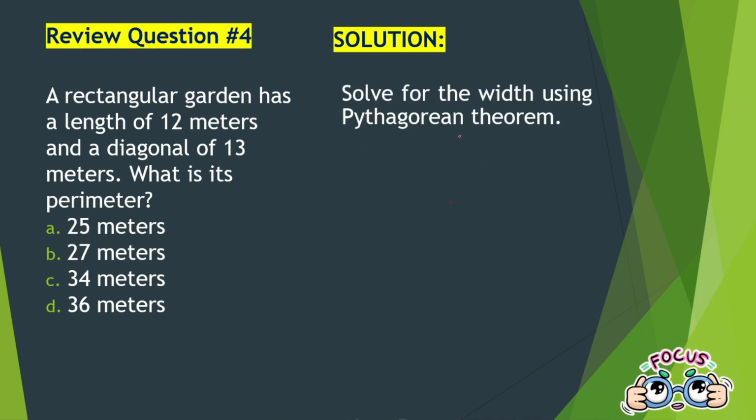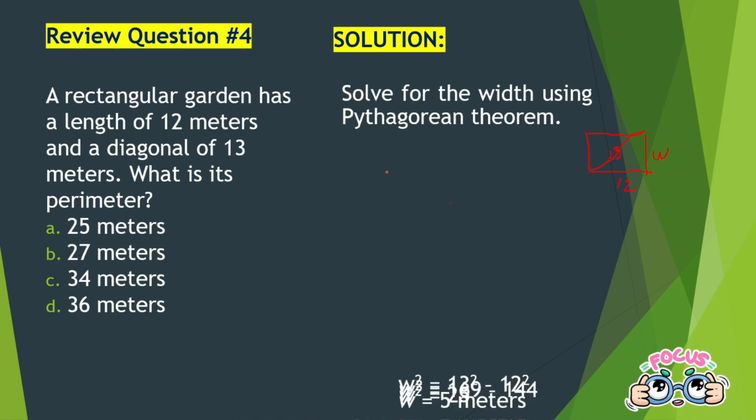Okay, so here's the formal solution. Solve for the width using the Pythagorean theorem. If we are going to illustrate the figure, ganito po yung itsura niya. Ito yung length, so we have 12. Ito yung diagonal, we have 13. Okay? So, nawawala si width. Ito, si W. So, meron yang triangle at gagamitan natin yan ng Pythagorean theorem.